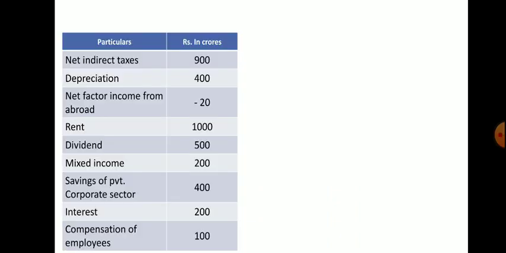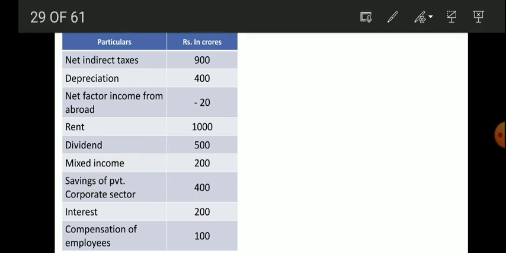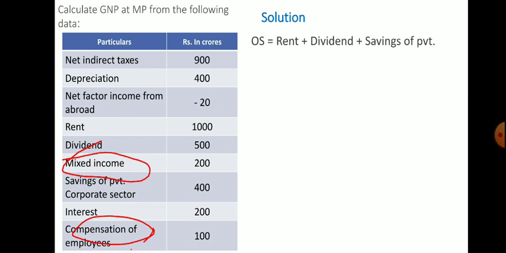Now, moving on to the numericals, I will show you two examples. See here, this table is given, some particulars and their costs are given. We need to calculate GNP at MP from the following data. How can we calculate? Let us see. Compensation of employees, that is COE, is given, mixed income is given, but operating surplus is not given separately. So first of all, we have to find out the operating surplus.